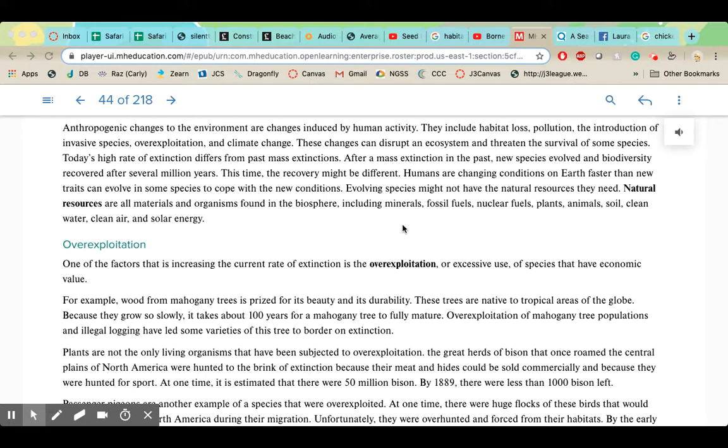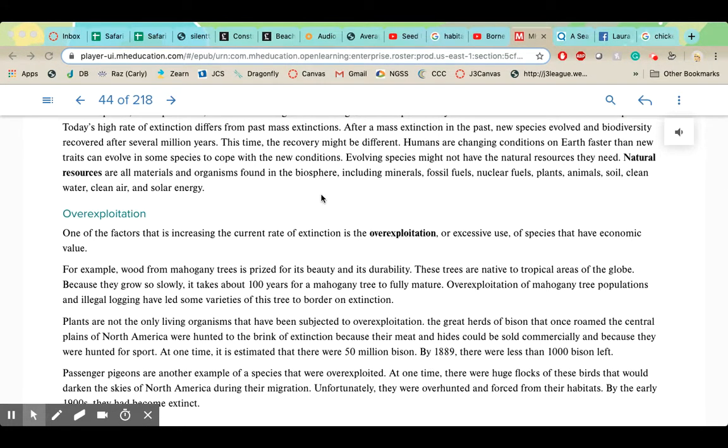Okay, so a natural resource is a material that's found somewhere in the environment on the earth that we can use. One question at the end of the chapter asks you how you can reduce the impact of extinction, or some of these problems that cause extinction. And we're going to talk about those.